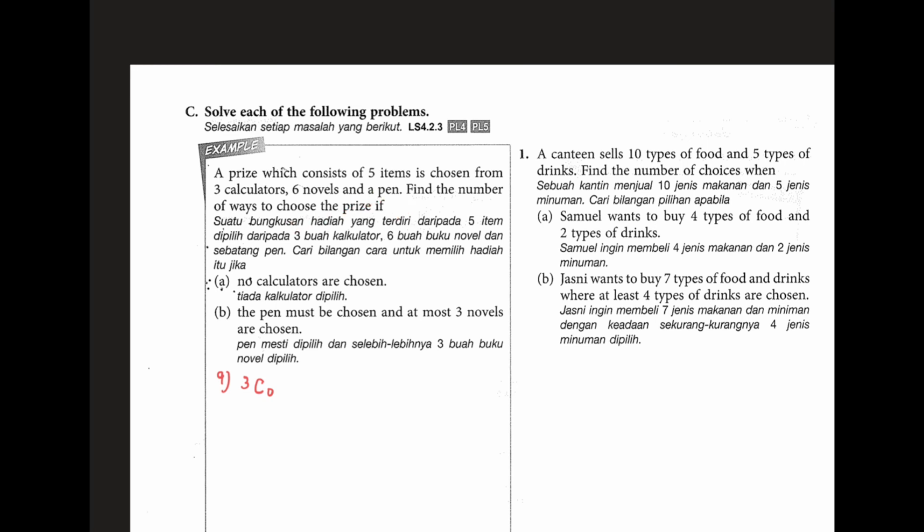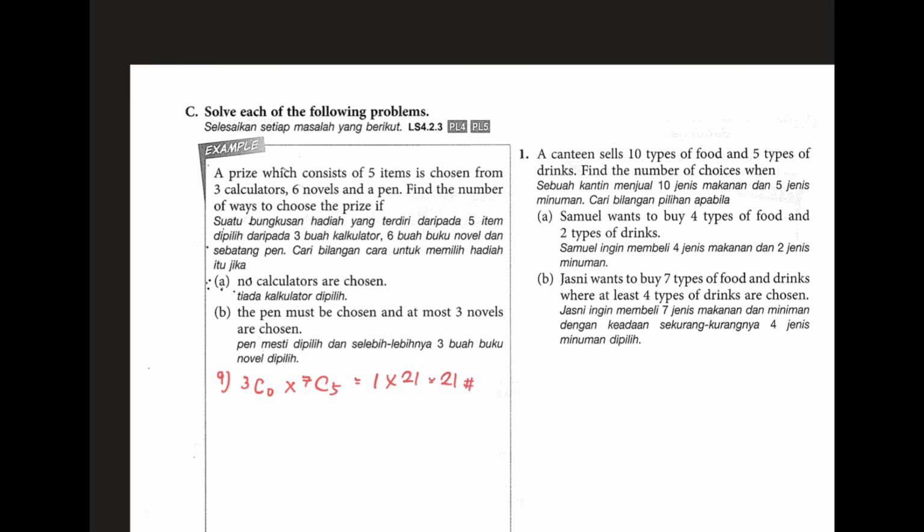7C5. So why do we add them up and choose? Because they don't mind as long as there is no calculator. So calculator is the only condition. That's why we count calculator in this way. Other than calculator, for the remaining we just total up and choose 5. So 7C5, then you will get 1 times 21, which is 21 at the end, the final answer.